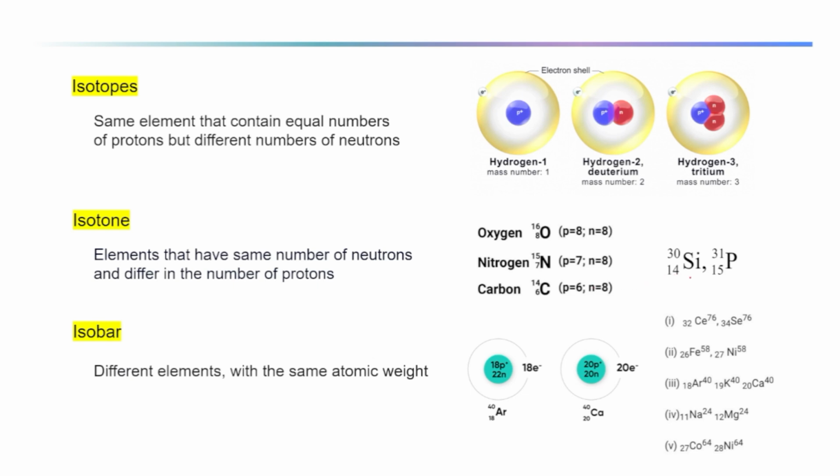Again, if you see silicon and phosphorus, we have different number of protons. Here we have 14 and here we have 15, but we have same number of neutrons, that is 16 in both the cases. So these are called isotones.